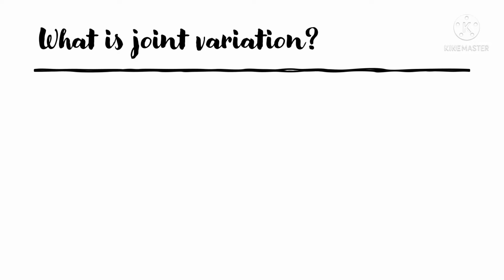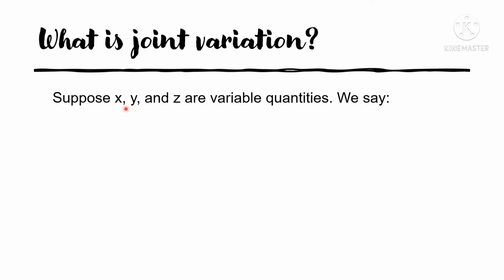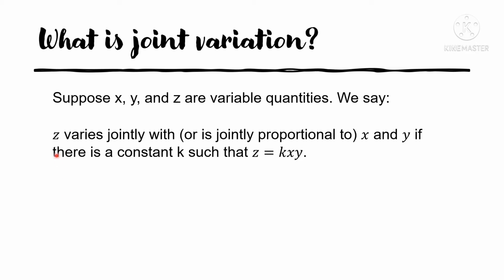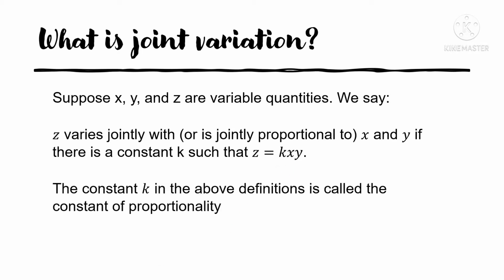What is joint variation? Suppose x, y, and z are variable quantities. We say z varies jointly with, or is jointly proportional to, x and y if there is a constant k such that z equals kxy. And the constant k in the above definition is called the constant of proportionality.